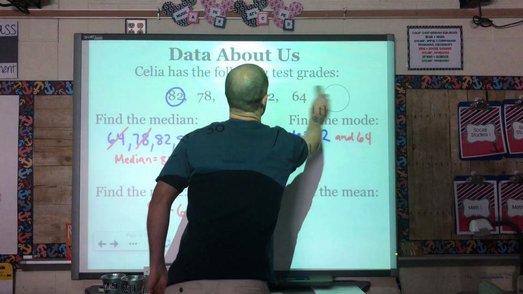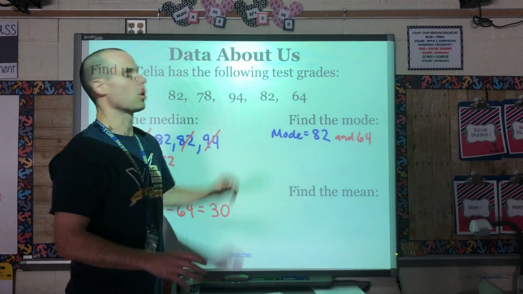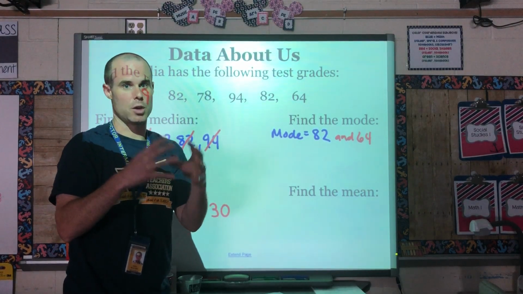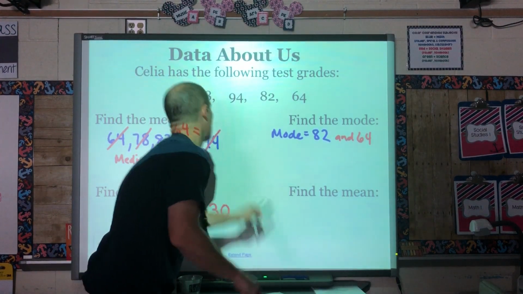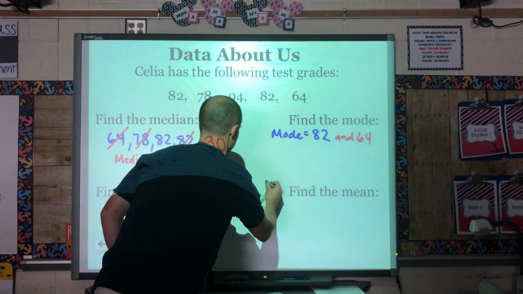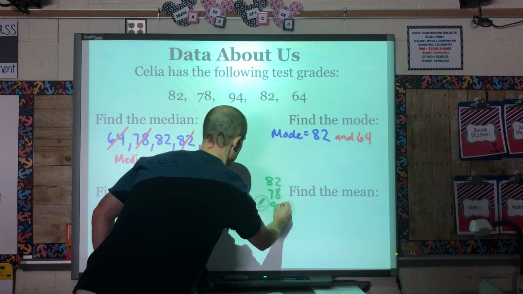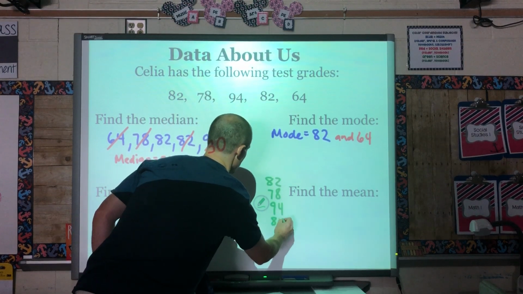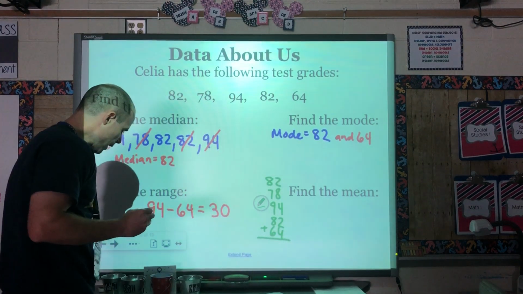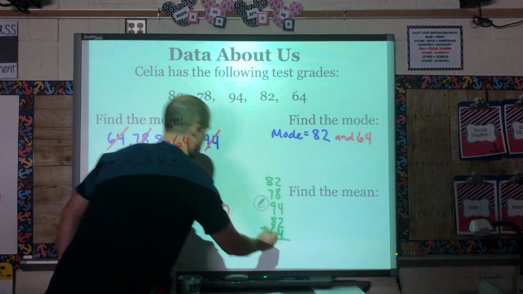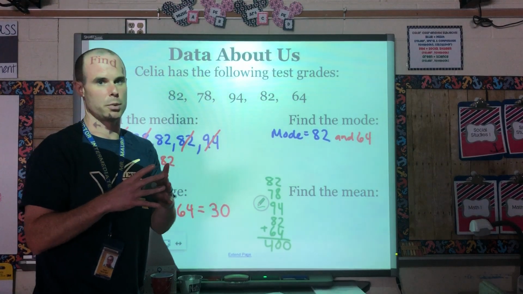If we take a look back at our data set, here are all of our test scores. The first thing we're going to do is put all of those numbers together in one big group and find out the total amount, just like we put all those cubes together. So if I put all of these together, I have 82, 78, 94, 82, and 64. If I add all of those together, I should get a total of 400. So that's all of her scores put together.